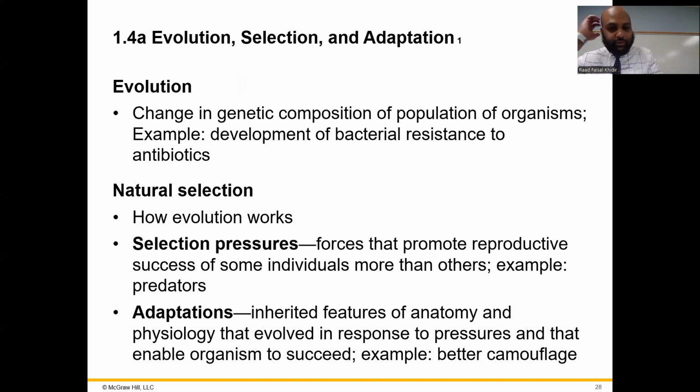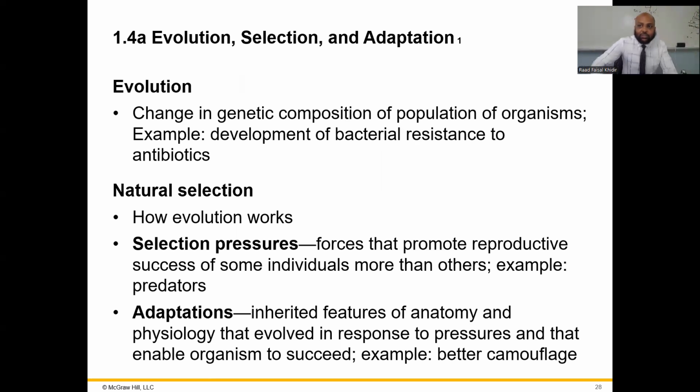An example is the development of bacteria resistance to antibiotics. If I take an antibiotic, let's call it vancomycin, and I have about 100% bacteria, and I give the bacteria vancomycin, about 98% will die and 2% will survive. That 2% will multiply, and when they become 100%, next time you take vancomycin, it is not going to kill them. They are resistant. So it shows you that there's a change in the genetic composition of a population of the organism.